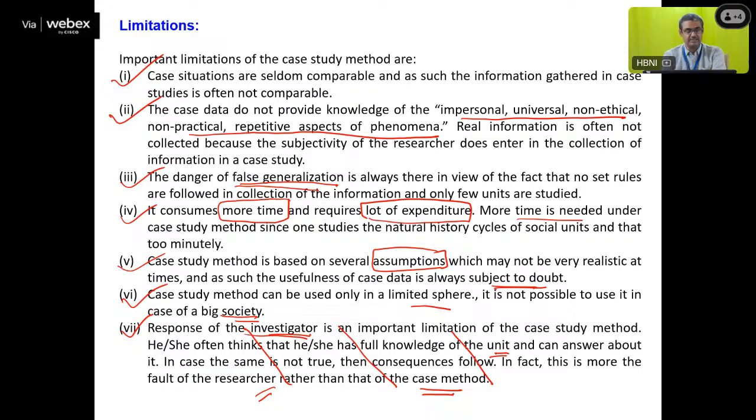So the general limitations are limitations in comparability of data, non-practical repetitive aspects of phenomena, false generalization, time consuming and more expenditure. It contains certain assumptions which may be true or may not be true, and thus the data is subjected to doubt. And it is very difficult to collect data for big societies.